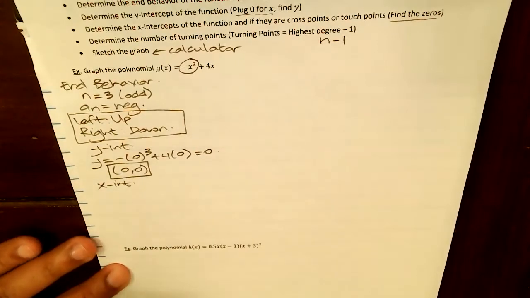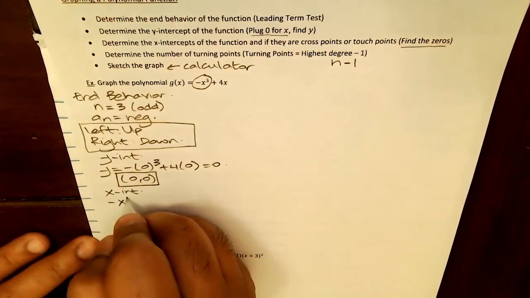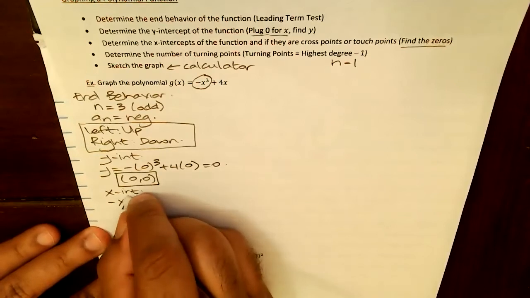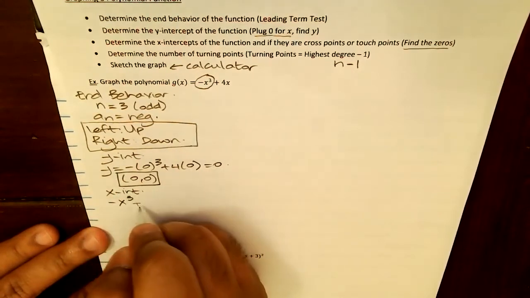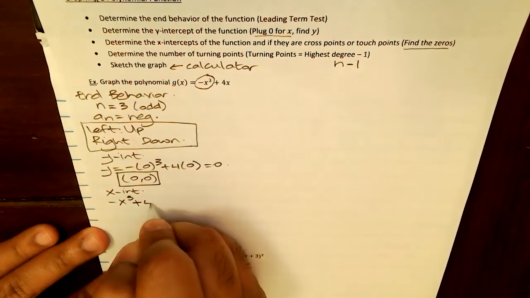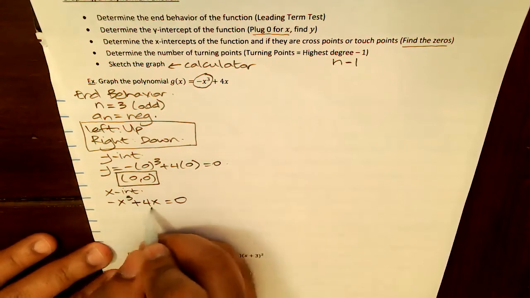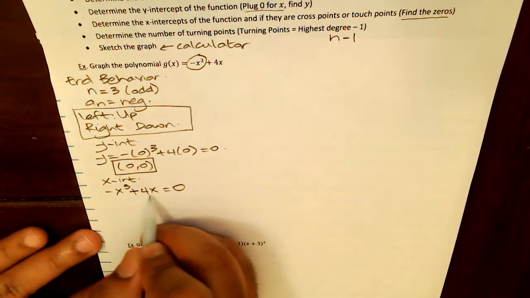For the x-intercept, we are going to set our function equal to 0. And then we're going to factor, because finding the x-intercepts is like finding the zeros. So we find the zeros by factoring. So we're going to see what our two terms have in common. Both terms have an x in common here.